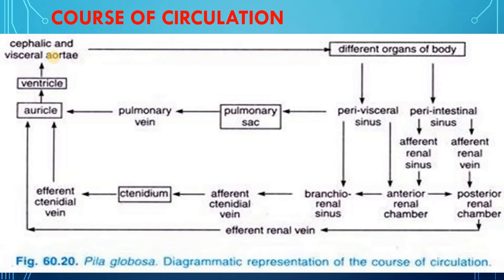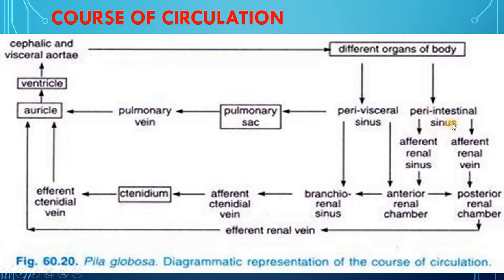The blood is collected from the various parts of the body into two main sinuses. Here you can see that from the different organs of the body, it is carried to the two main sinuses, which are the perivisceral sinus and the periintestinal sinus. From these two sinuses, the blood follows two pathways. From the perivisceral sinus, either the blood goes to the anterior renal chamber, then the branchiorenal sinus, afferent ctenidial vein, ctenidium, efferent ctenidial vein, and finally to the auricle. Or it may follow the second pathway, that is from the perivisceral sinus to the branchiorenal sinus, afferent ctenidial vein, ctenidium, efferent ctenidial vein, and then to the auricle.